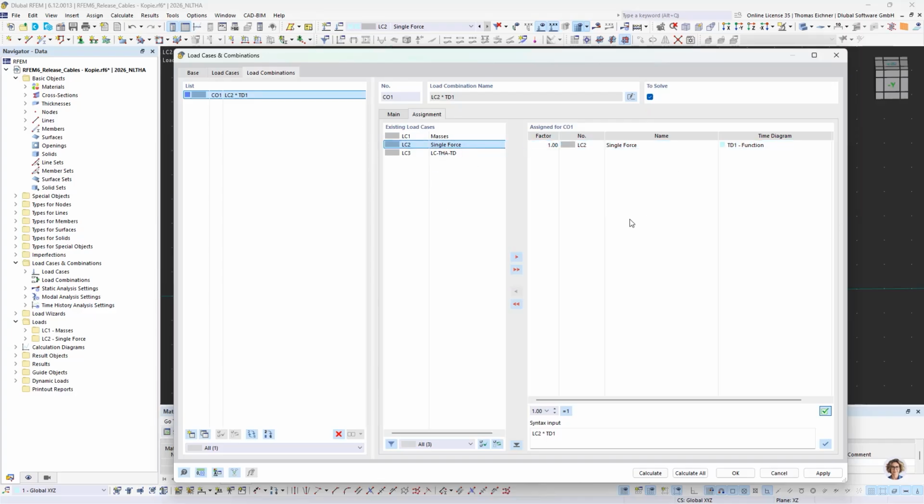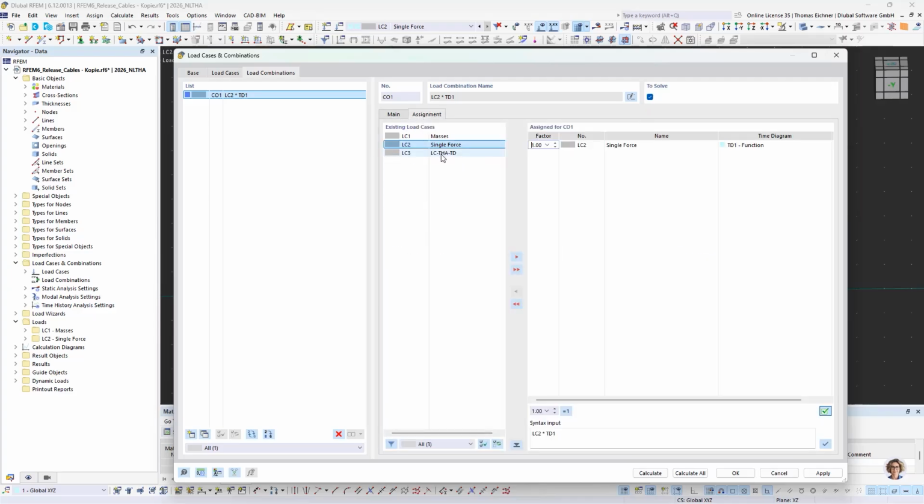So, yes. In the end, this is the same as the load case time diagram time history. And that's the same setting right here. We just have one time diagram and one load case assigned here.